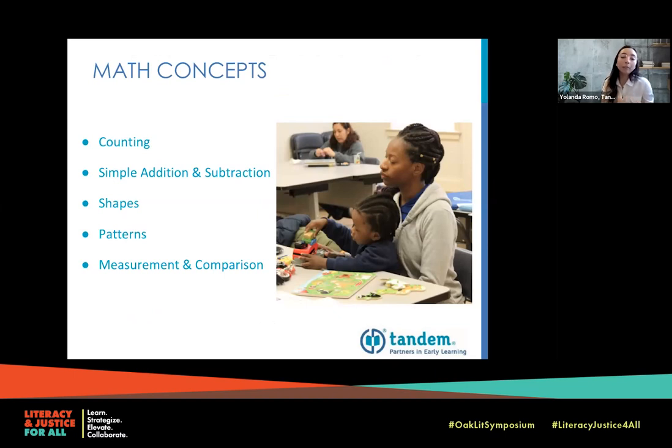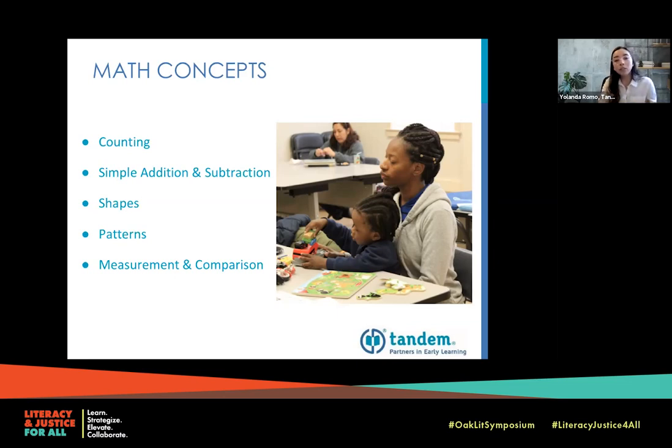And helping small children learn about math involves using counting, like you saw examples with the owls, simple addition and subtraction. And my colleague Paola will talk a little bit more about techniques to incorporate addition and subtraction in storybooks. Also shapes, patterns, and even some measurement and comparison.